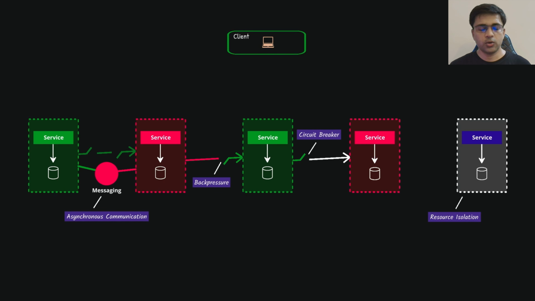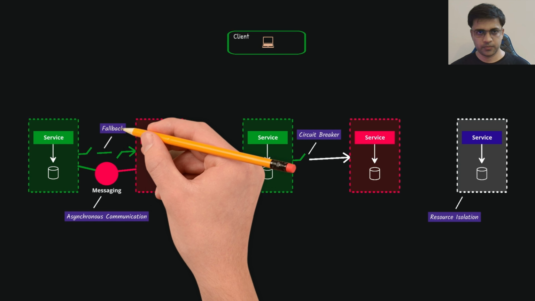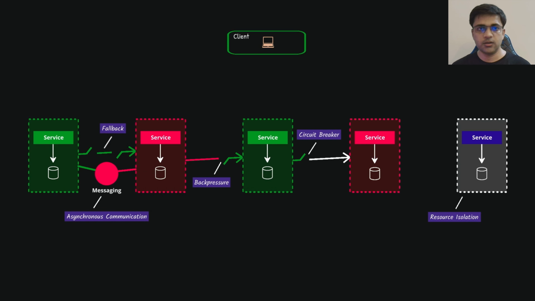In addition, we can also use a fallback mechanism, which means we can use messaging or asynchronous communication as a first choice. But if the messaging system itself is down, we can fall back to direct API calls with circuit breakers and backpressure in place as discussed. This gives the system another path to continue operating. Through fallback, we reduce the risk of having a single point of failure.